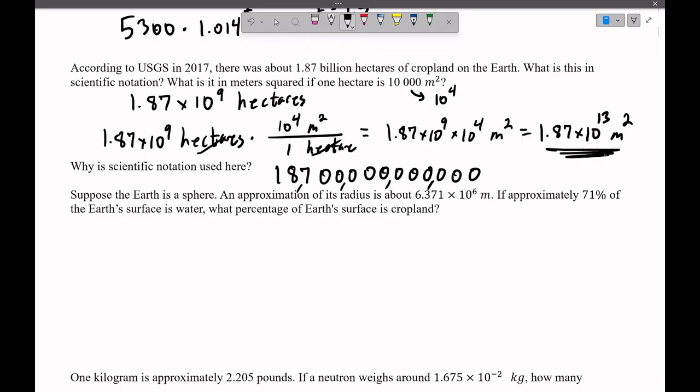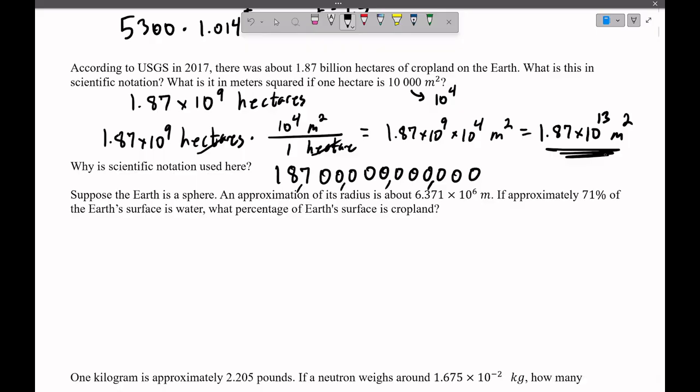Now, suppose the Earth is a sphere. It's not. The sphere is mostly water, and it spins, which means it's going to bulge out around the equator where it spins. So it's not really a sphere, but we can approximate it as a sphere. And the radius is going to be 6.371 times 10 to the 6 meters. If approximately 71% of the Earth's surface is water, what percentage is cropland?